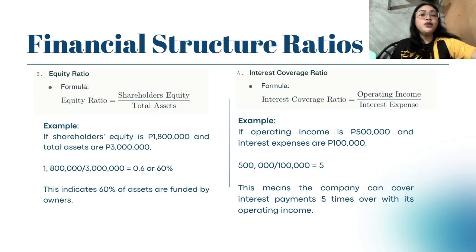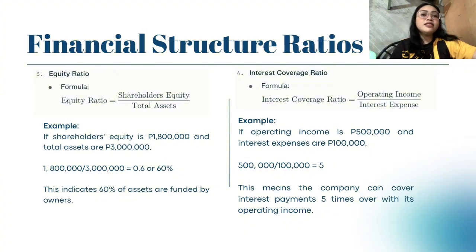Sa equity ratio naman, para makuha natin yung equity ratio, yung total shareholders' equity, i-divide natin siya sa total assets. For example, if meron tayong shareholders' equity na 1,800,000 and meron tayong total assets ng 3,000,000, i-divide natin yung dalawa. So, 1,800,000 divided by 3,000,000 is equal to 0.6 or 60%. This indicates 60% of assets are funded by owners.